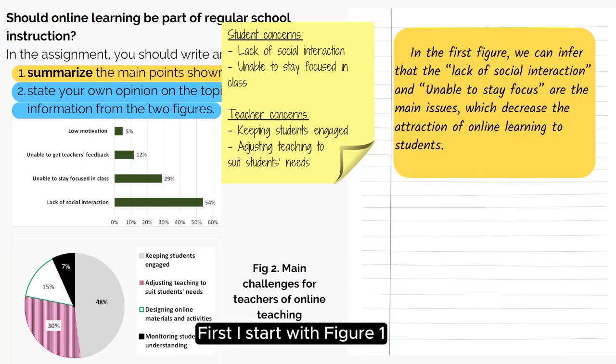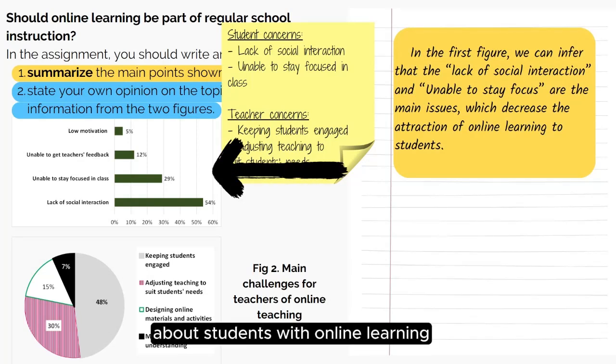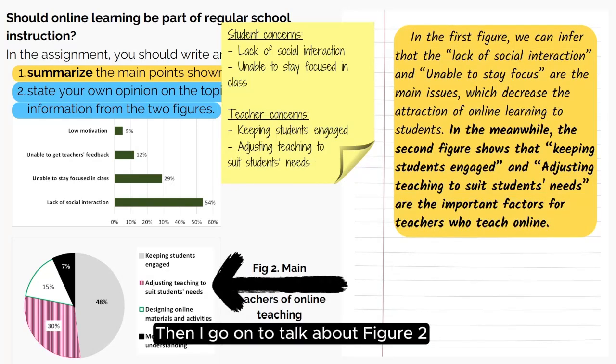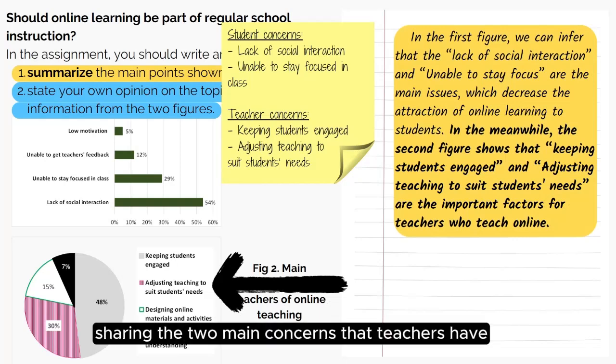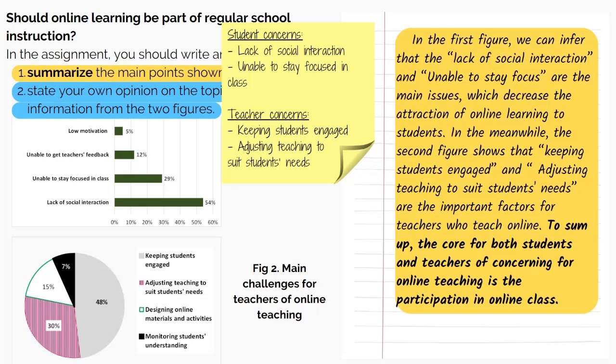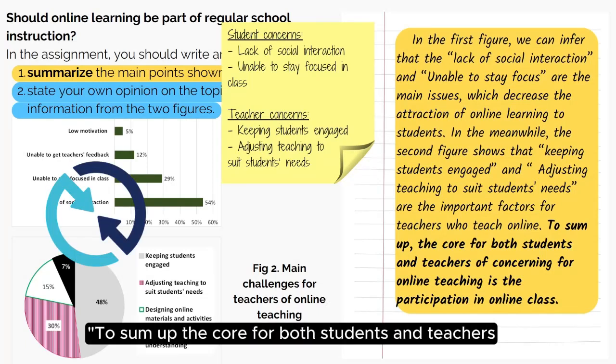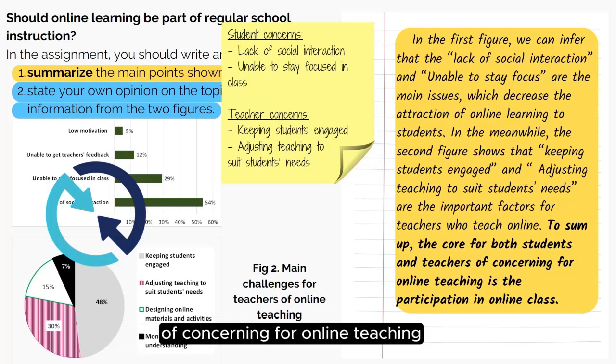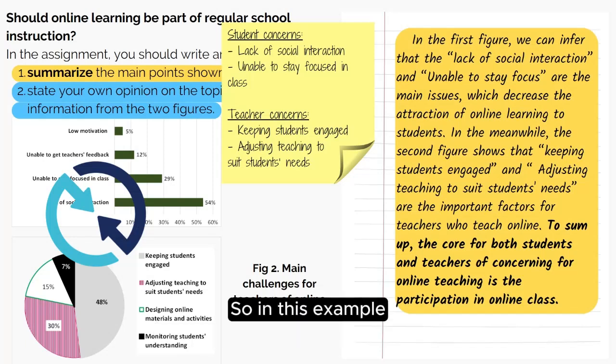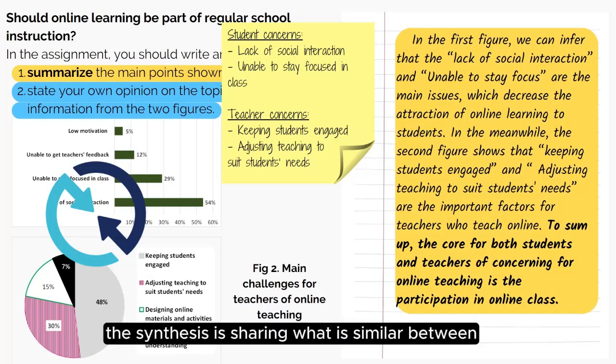First, I start with Figure 1, and I share the main concerns about students with online learning. Then, I go on to talk about Figure 2, sharing the 2 main concerns that teachers have based on the figure. Lastly, I synthesize. To sum up, the core concern for both students and teachers for online teaching is the participation in online class. So in this example, the synthesis is sharing what is similar between both student concerns and teacher concerns.